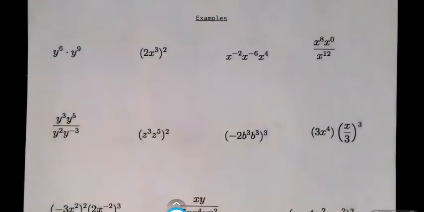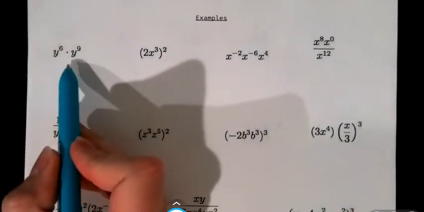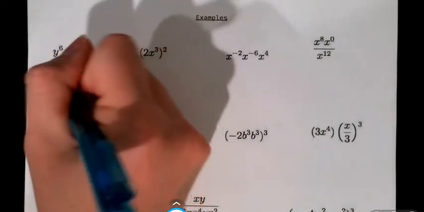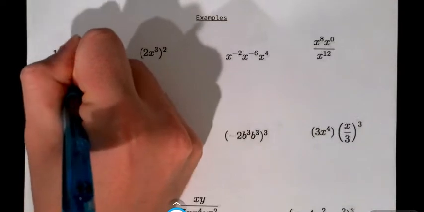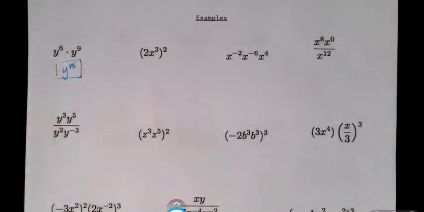So when we start up at the top here, if we have something that looks like this, then I know if I'm multiplying my two terms that have the same base, I want to add my exponents. So I add those and I would get y to the 15th. And that's it. That's all I can simplify.